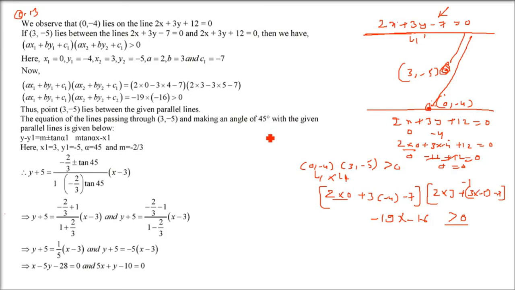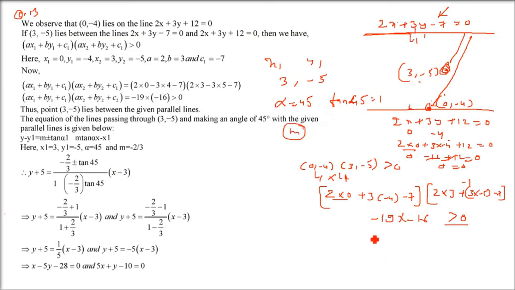Now we have to find the equations of the lines through (3, -5) cutting the above lines at an angle of 45 degrees. Everything we know now. x1, y1 is (3, -5). Then we have alpha, which is 45 degrees, so tan 45 is 1. So this is also known. How about m?